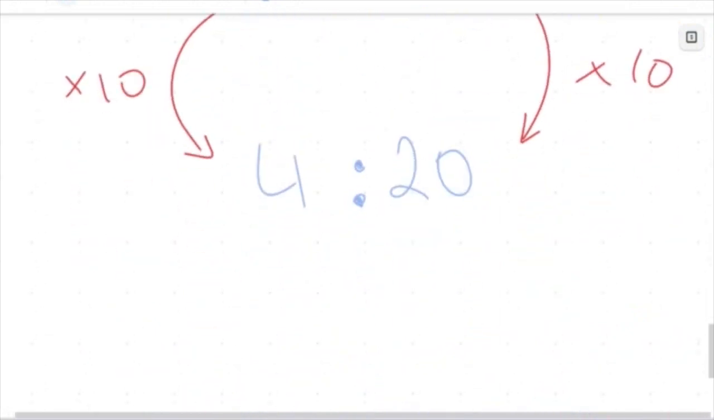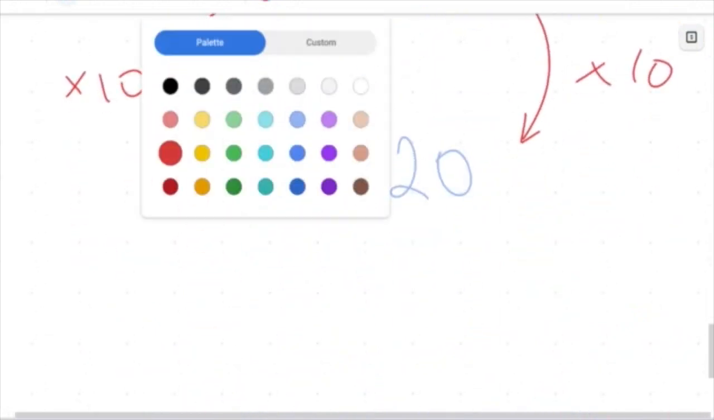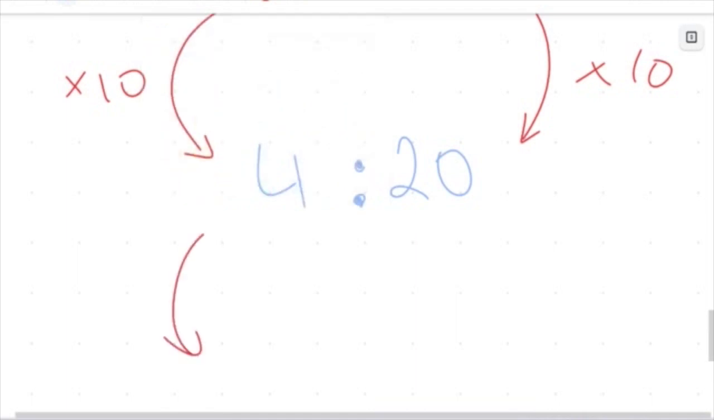And then from here, we can simplify again. I can divide both of these by 4, and I'm left with a ratio of 1 to 5. But that is how we can go about working with ratios and simplifying them when different units are involved.